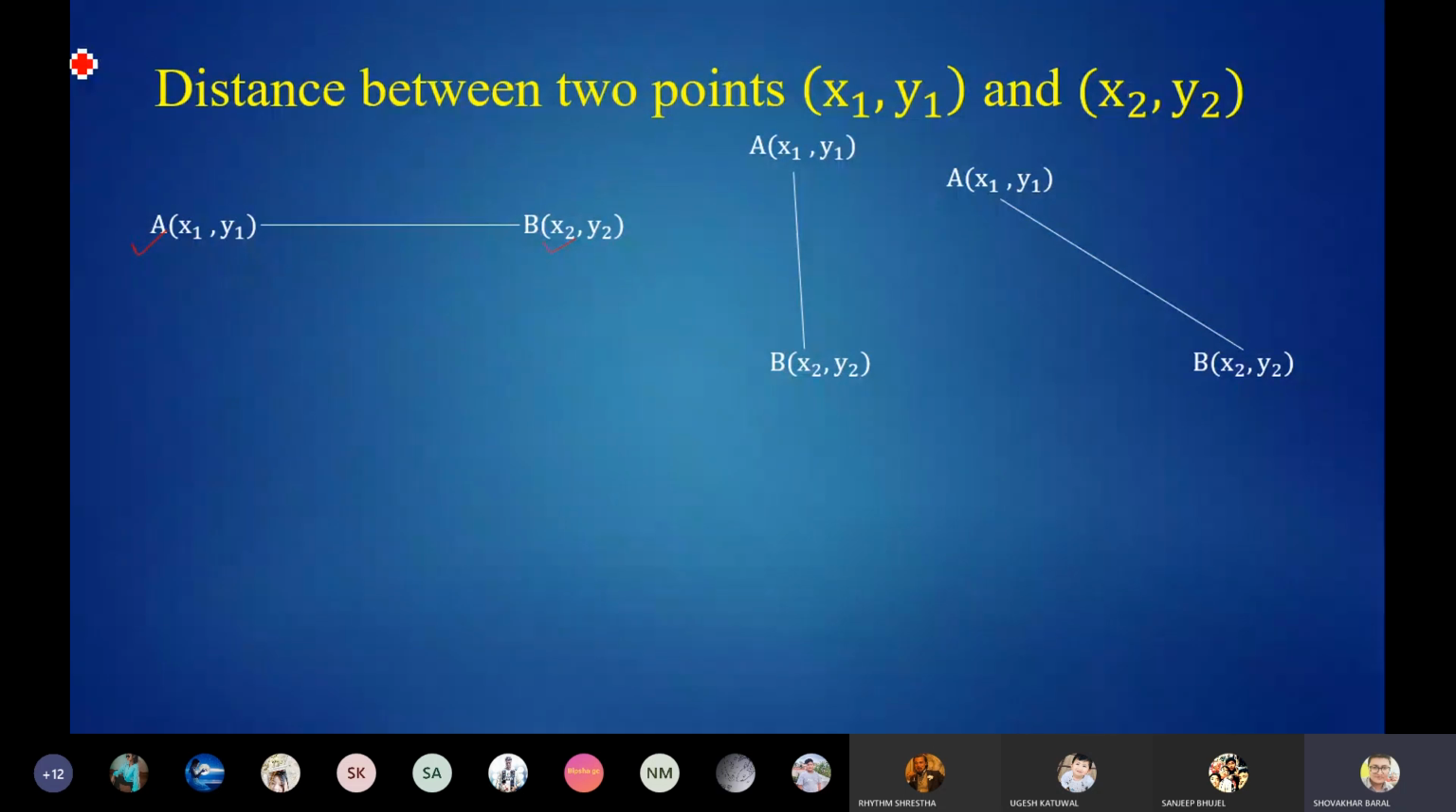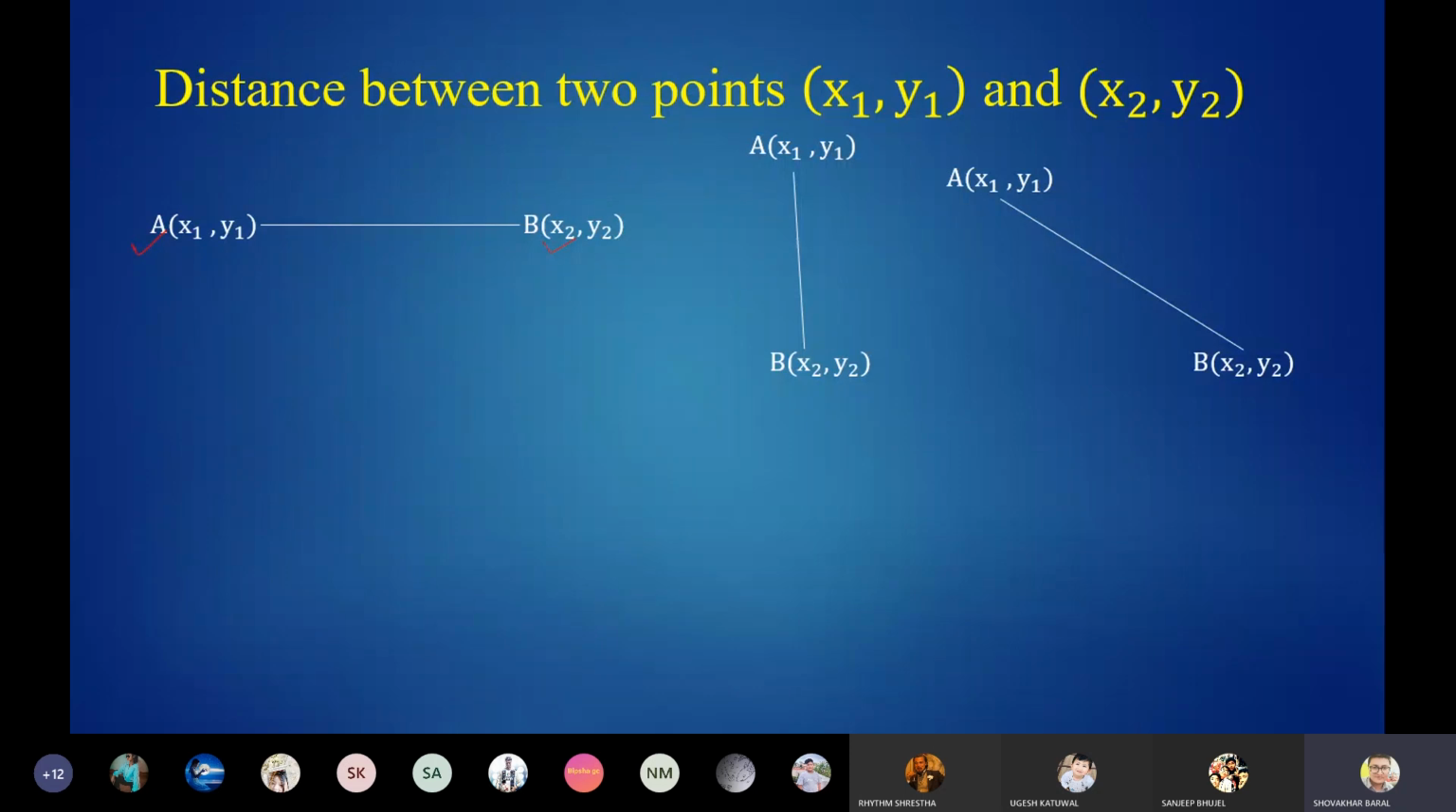If we know the location of these 2 points, just a minute. If we know the coordinates of these 2 points, then we can find the distance between these 2 points.